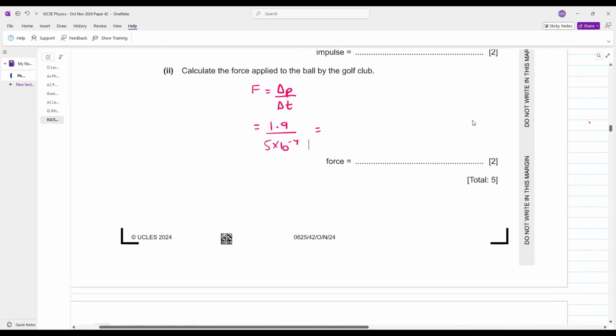What does the answer of force come out to be? 1.9 divided by 5 into 10 raised to the power of minus 4. The answer of force comes out to be 3800 Newton. Easy peasy, lemon squeezy. आगे बढ़ते हैं भाई.